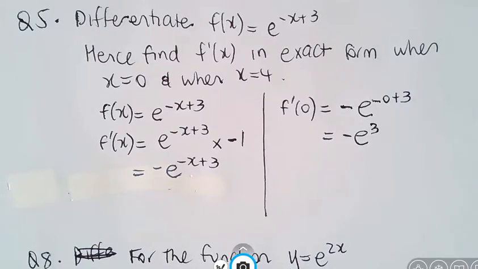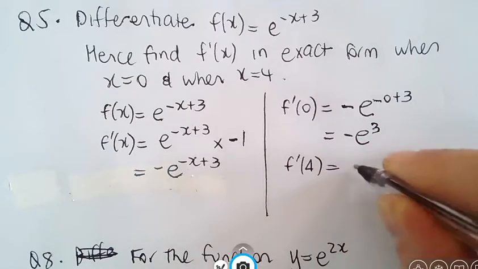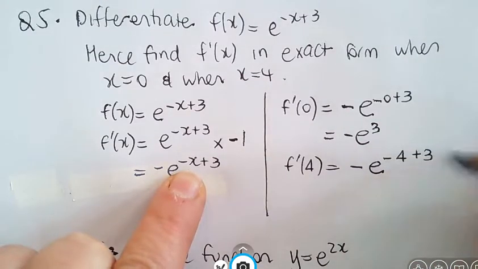e is a bit less than 3. So 3 cubed is 27. Let's estimate, about negative 25 or something? Whatever. Right, f dashed 4. That is negative e to the negative 4 plus 3. Are we okay with that?